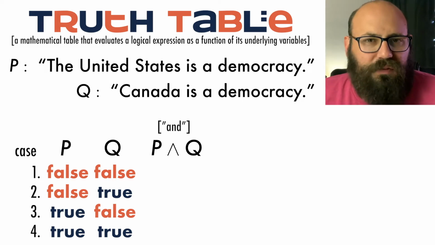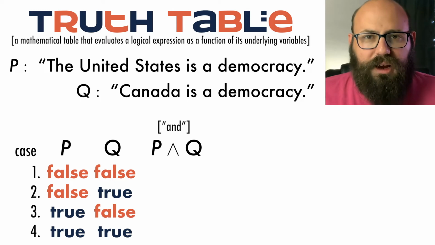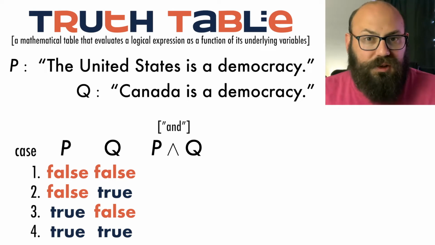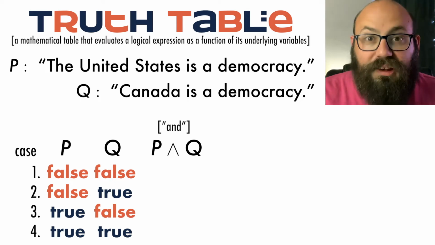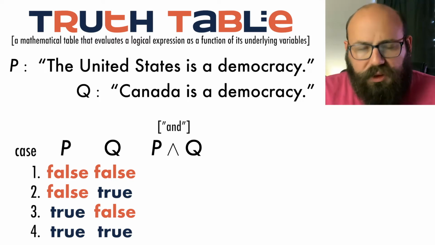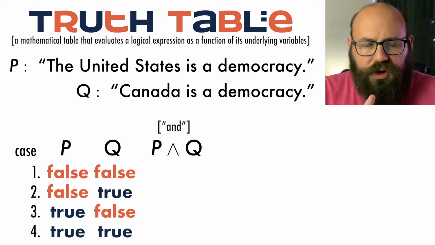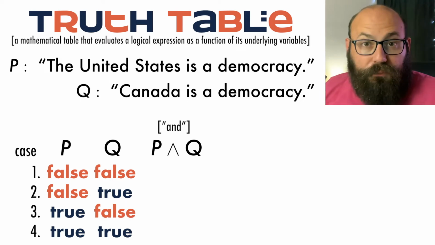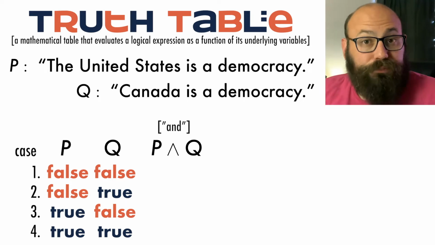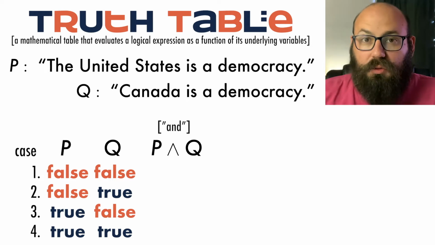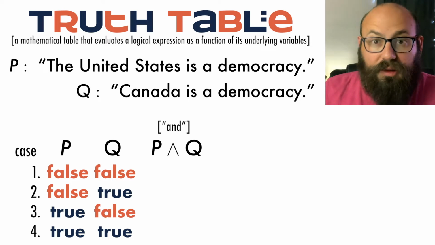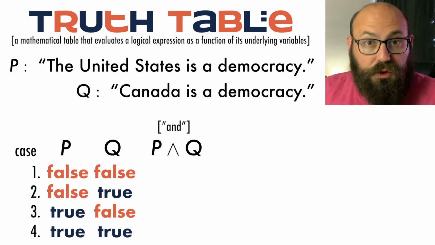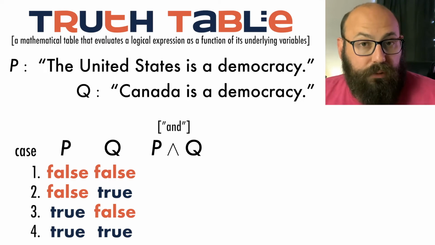And is, of course, one of the conjunctions that we use in everyday language to link independent clauses to form compound sentences. Well, what is this but a compound sentence? If I said to you, the United States and Canada are both democracies, when would you give me an F? When would you tell me that I was wrong? Well, you would tell me I was wrong if it weren't the case that P was true and Q was true. We need them both to be true, right?